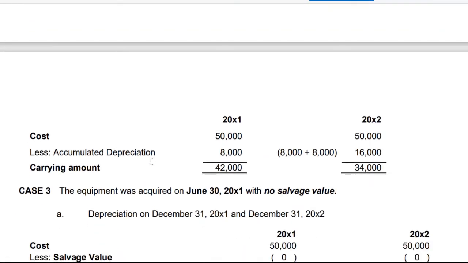Now for the carrying amounts, again, cost minus accumulated depreciation. So that's 50 minus 8, this is the depreciation for year 1. And since it's only 1 year so far, only one year of depreciation is included in the accumulated depreciation.